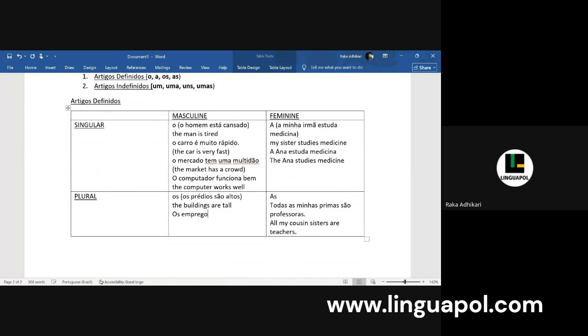Os empregos lutam por seus direitos. The employees fight for their rights. Direitos means rights, adhikar. So, os empregos lutam. Lutar verb, we had read this before. Lutar is to fight. Lutar por means to fight for something. So, os empregos lutam por seus direitos.